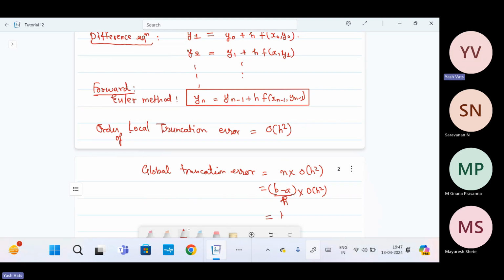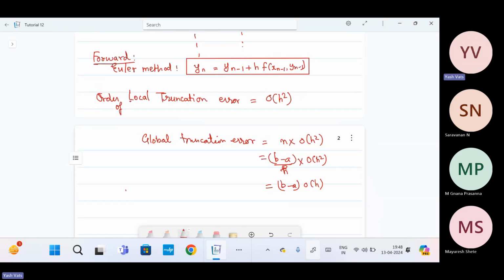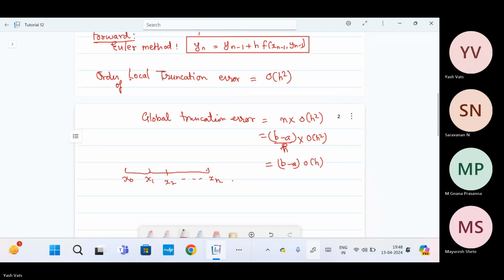So it will be b minus a, order of h, right? Because local truncation error means you go from x0 till x1, but for global, you go from x2 up to xn. You divide by n, you multiply by n. You sum all the errors, from this error up to this error. This is E1, E2, En.